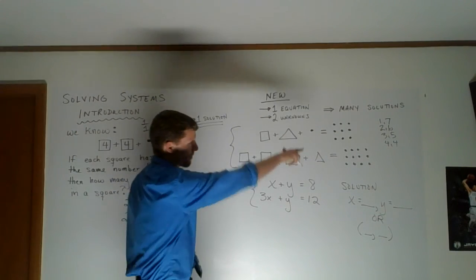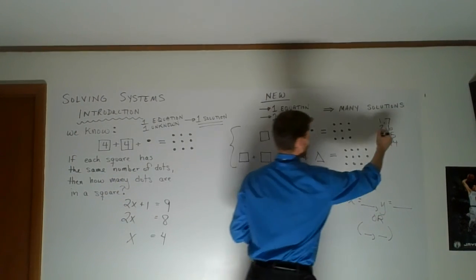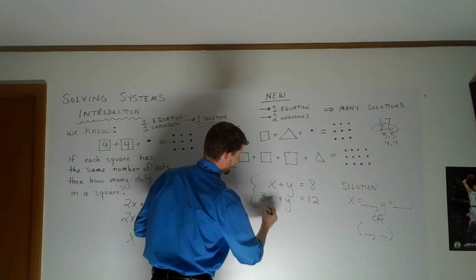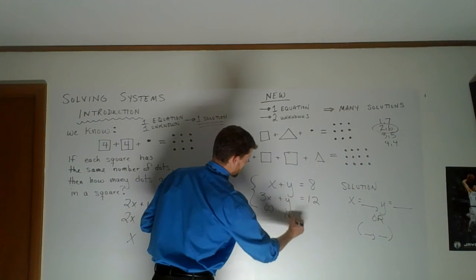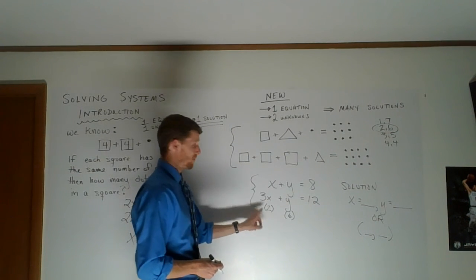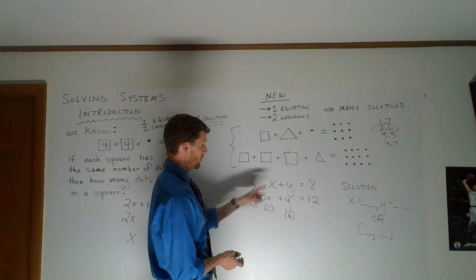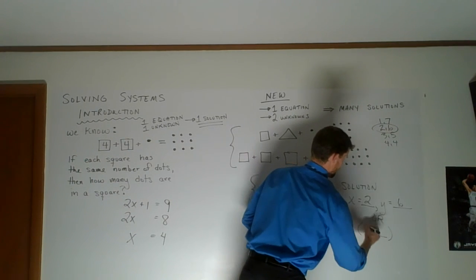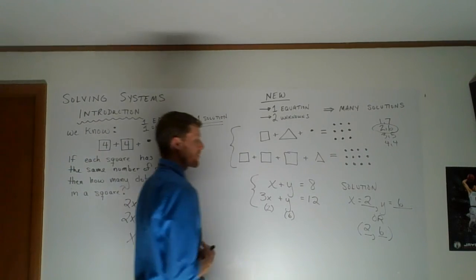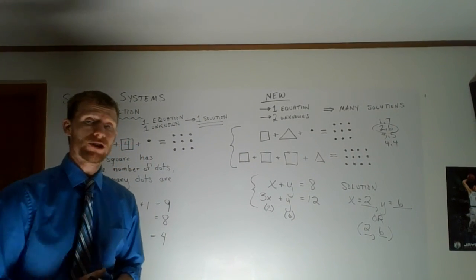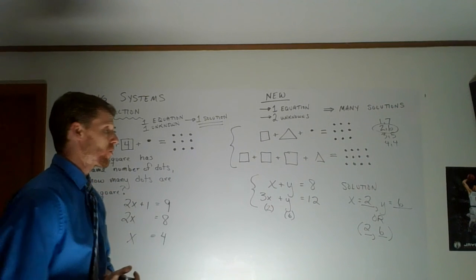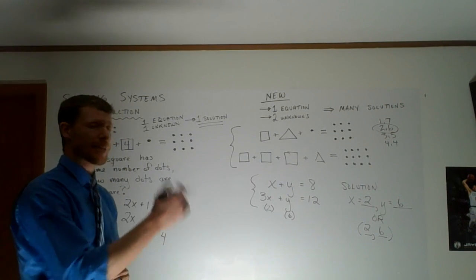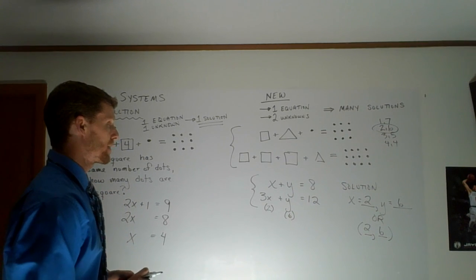If we try those different values, the only one that will work is this right here. If you plug in a 2 and a 6, 3 times 2 is 6. 6 plus 6 is 12. 2 plus 6 is 8. And so our answer can be written in either of those ways. So that is your introduction to solving systems of equations with two variables. The next couple videos will be showing you some different techniques for solving these types of systems.